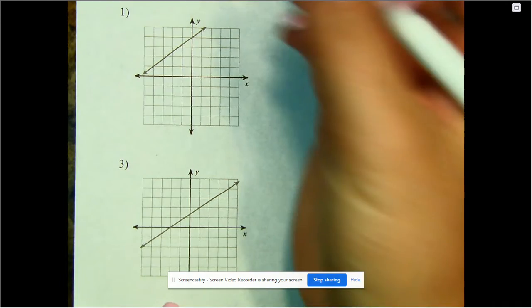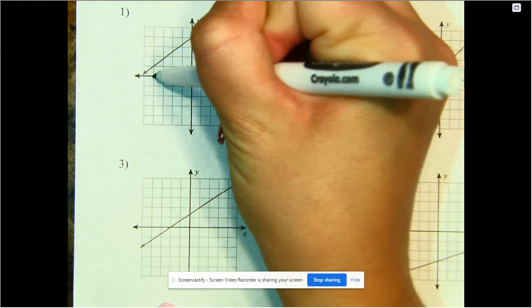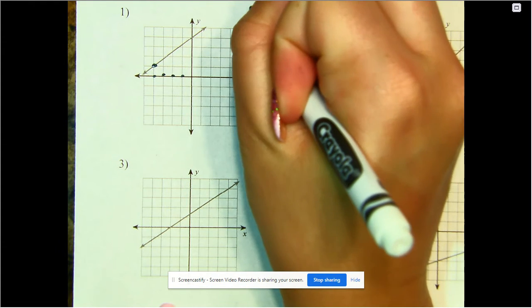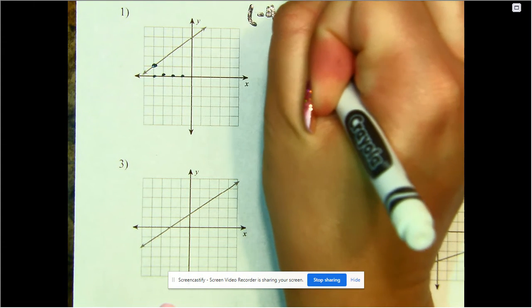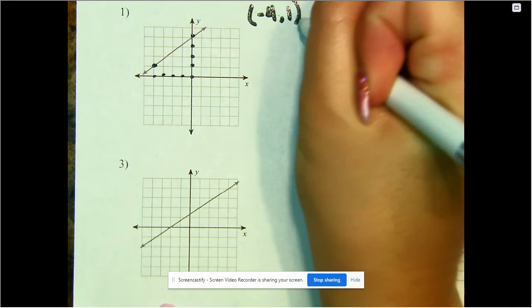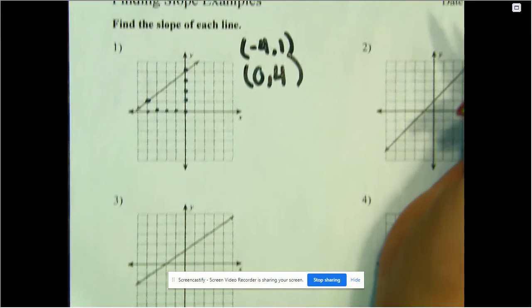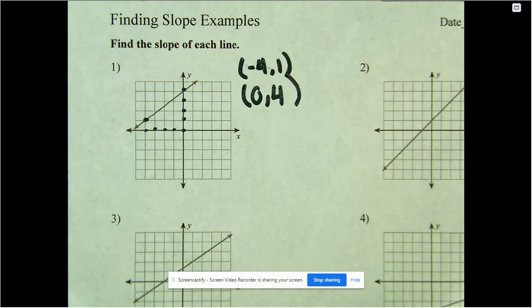One point that I can see on this graph is negative 4, positive 1, and 0, 4. You could have used another set of points if you would have liked to. However, those are just the two points that I decided to choose, and I think those are the only two that we can read without it being a fraction on this particular graph.